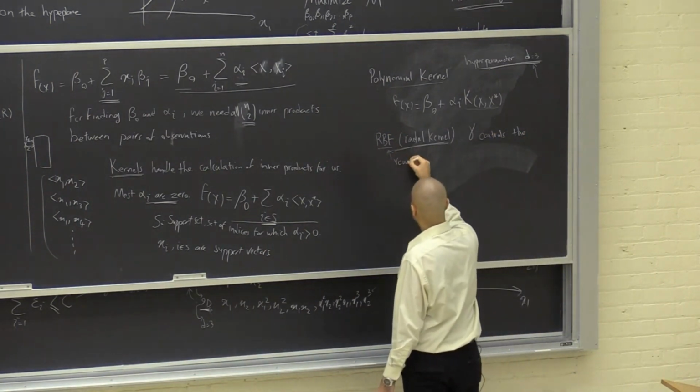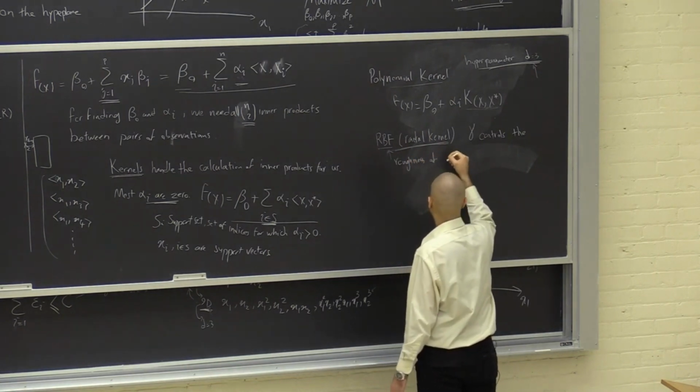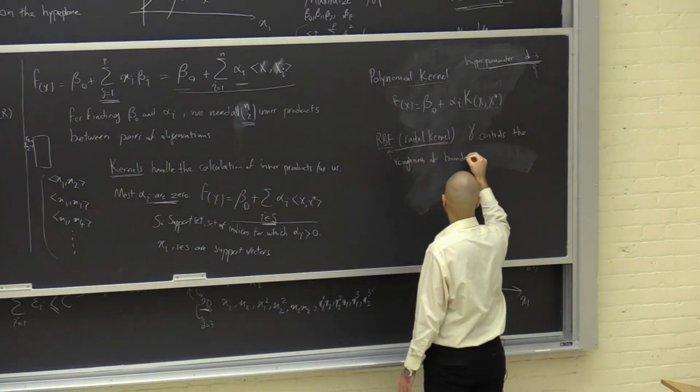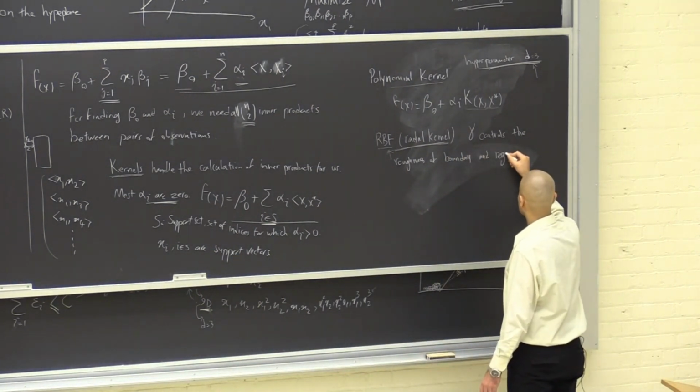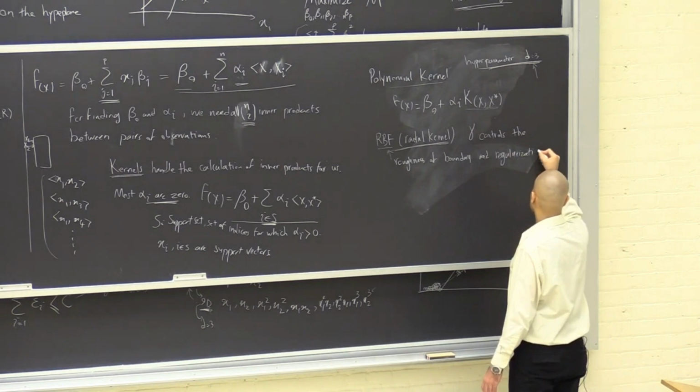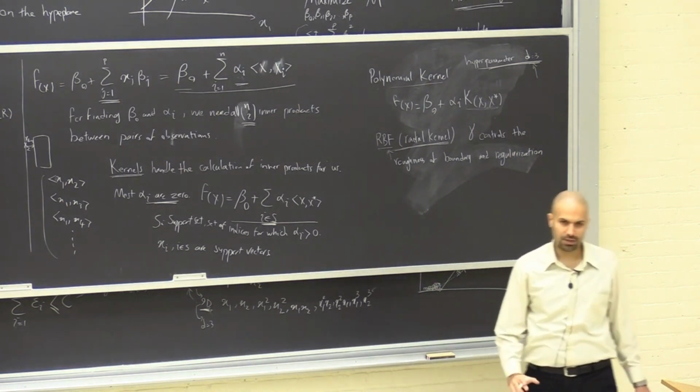So then with radial kernel, there is some hyperparameter gamma that controls the roughness of boundary, and also it does some regularization for us.